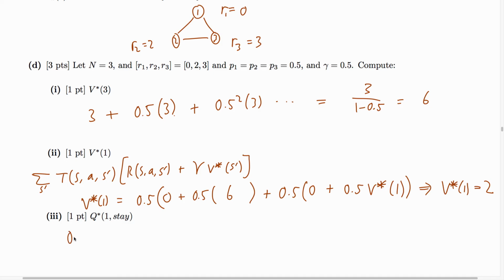If you choose to stay, well, staying happens with probability 1. And then I'm going to collect the reward for staying, which is nothing. And then with the discount factor of 0.5, I'm going to try to do the best thing I can at state 1. Well, the best thing I can do in state 1, as we calculated before, the best value I can get there is 2. So this is just going to give me 0.5 times 2, and that is 1. And with that, we should be done with this entire worksheet.